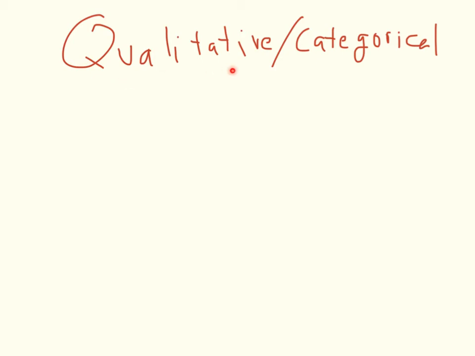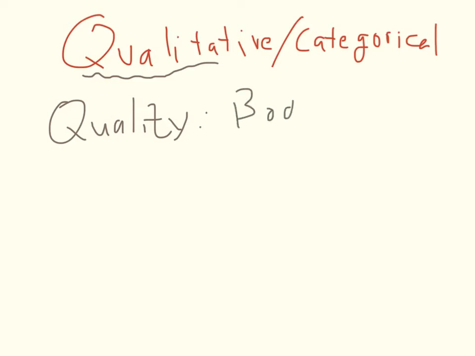When discussing qualitative, or another word for that is categorical, I'll use them interchangeably. Typically, you'll most likely hear me talk about qualitative so as not to be confused with quantitative, quantity, measurable. Qualitative is really talking about looking at what qualities are being discussed, or that's the type of data that it is. So we're really talking about a quality. All right, qualities such as body shape or body type.